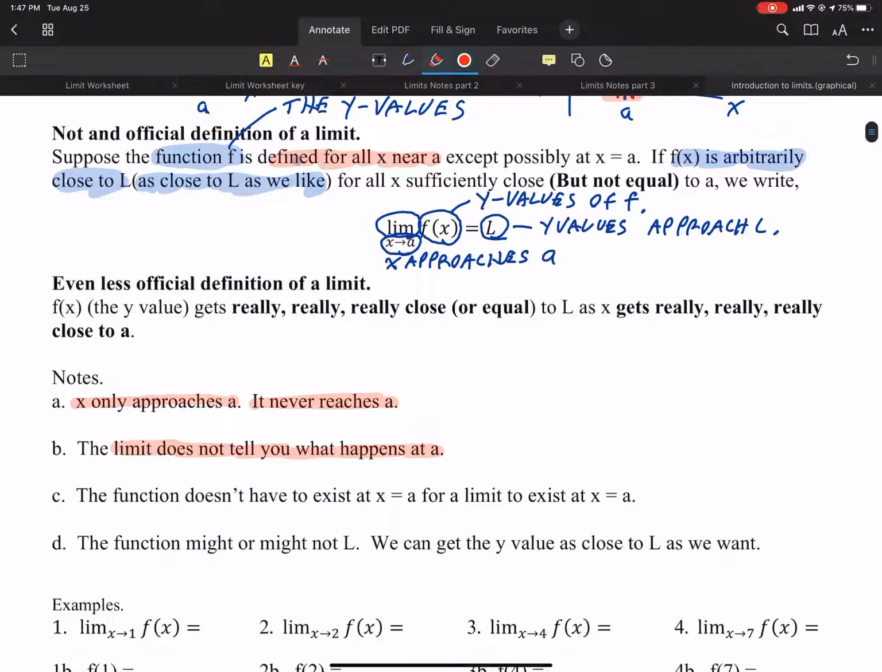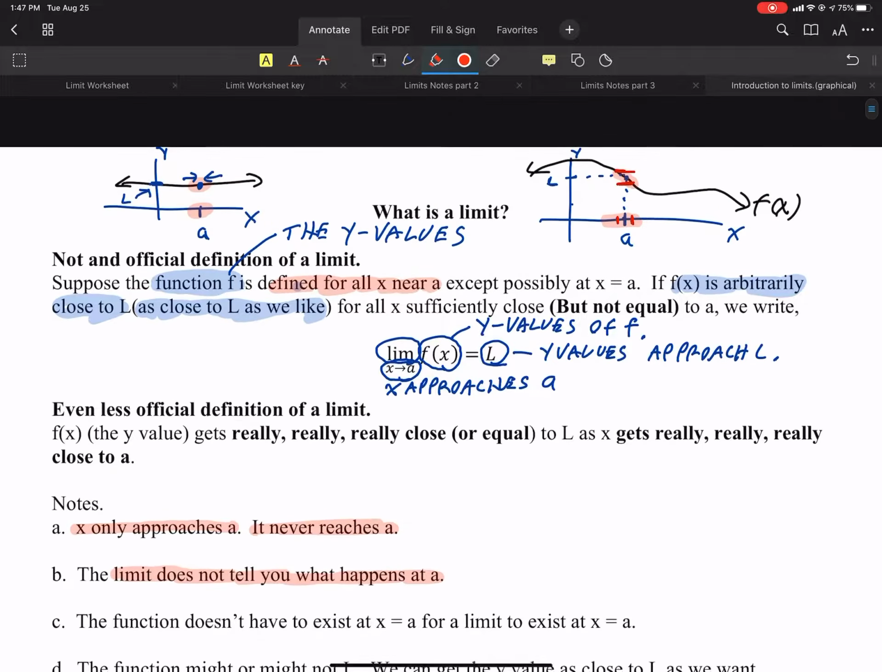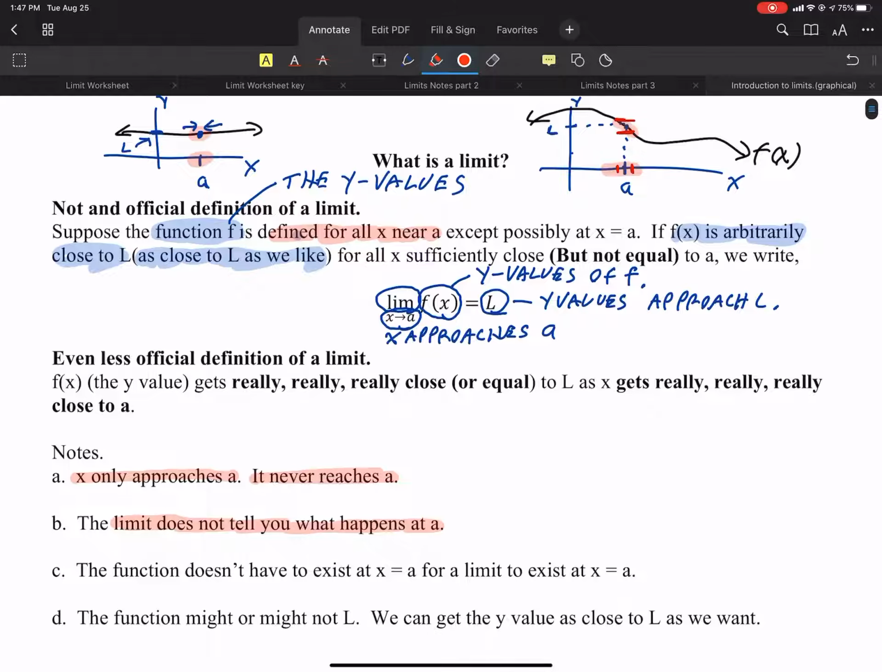The function doesn't have to exist at x equals A for the limit to exist. Same idea. If I look at this previous one, suppose at this point there's actually a hole. The limit would still exist because I don't care what happens at A. I only care what happens around A. So the function doesn't have to exist at x equals A for the limit to exist.